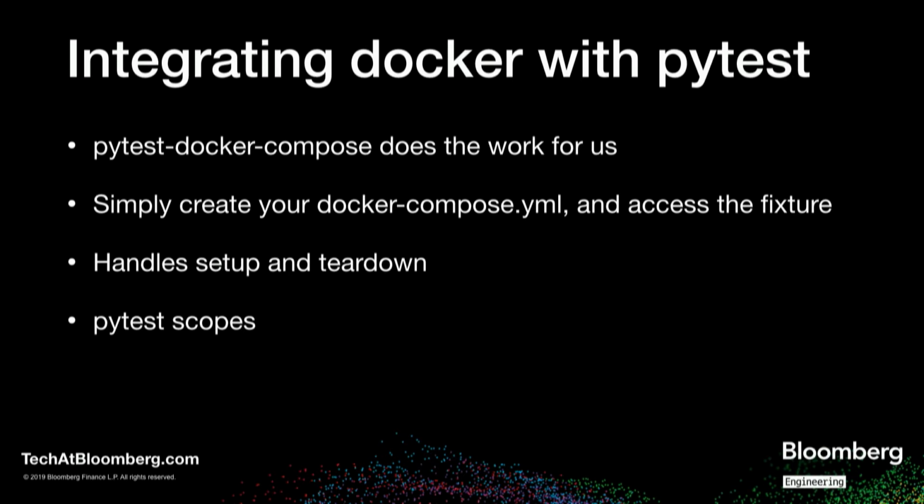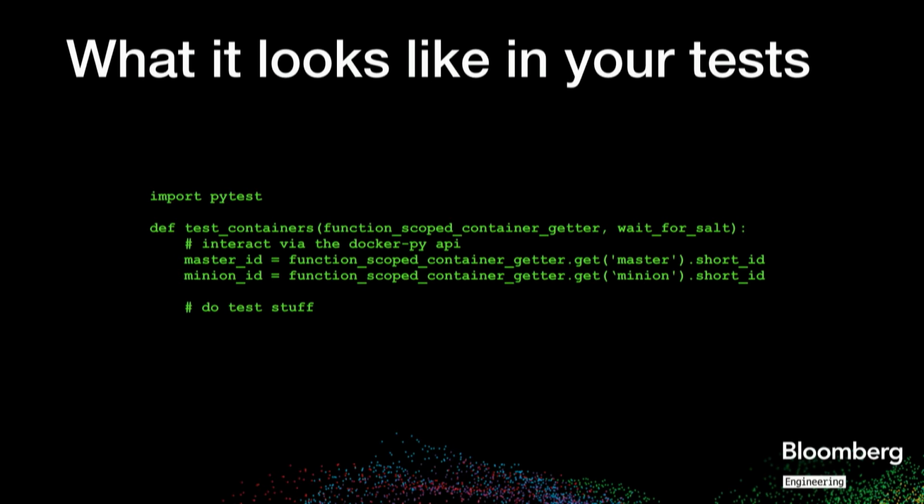So to see what that actually looks like, hopefully that is legible? Hopefully. Yeah, okay, cool. So what you see here is a simple Pytest test, and it's asking for a very verbosely named function-scoped container getter, and wait_for_salt. Wait_for_salt I'll explain in the next slide, but that first one is pytest-docker-compose. And what that's doing is, when you ask for that in your test as a dependency, it'll bring up your containers, and what it gives you when it actually passes into the test is the docker-py object itself, like the actual Python API for Docker. So you can introspect any information about your Docker containers from that. As you can see, we're just getting the short IDs, since we need to know what the minion IDs for our two containers are.